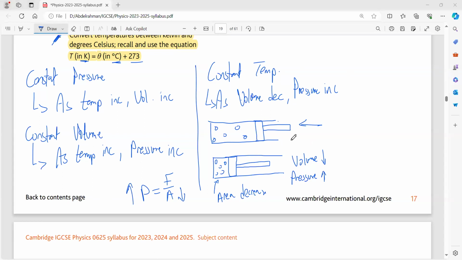Okay, you have a question? Does the force increase here? No, the force remains the same. In this question, the force remains the same. Why does the force remain the same? Because the molecules have the same kinetic energy. You do not change the temperature.